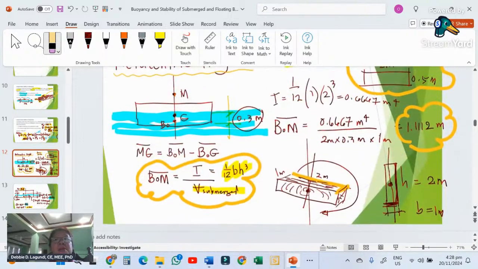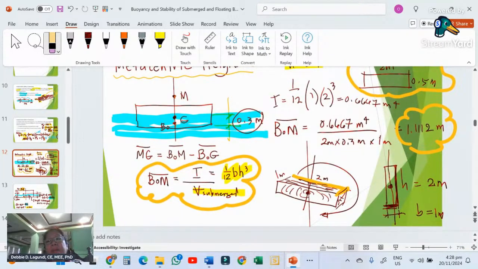Okay, now substituting it into our BOM line. The I here is 0.667 meter to the fourth, and then the volume submerged will be 2 times 1 times 0.3. That 0.3 will be the height of the block being submerged. So 2 meters, 1 meter, and 0.3 will give you meter cube. The numerator is meter to the fourth.